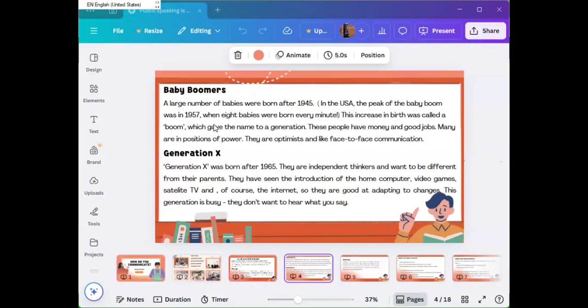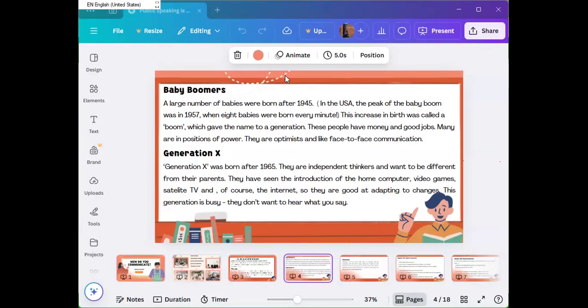So, finished reading baby boomers and Generation X? If you finished, okay, so we'll go to millennials. I will give you 2 more minutes to read about millennials.